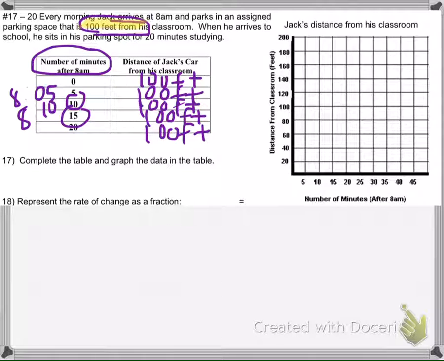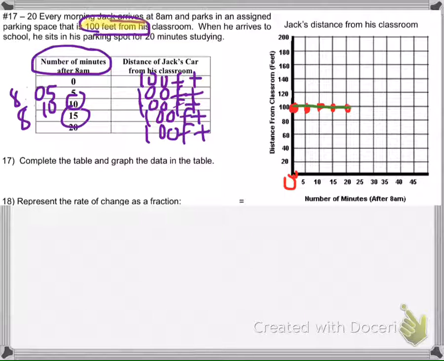So we need to graph that. So at 0 minutes, he's 100 feet. 5 minutes, 100 feet. 10 minutes, 100 feet. 15 minutes, 100 feet. And at 8:20. So we know we're going to connect it because it says it stays there for 20 minutes. So that means everything in between. He's just sitting there for that 20 minutes. Notice I don't put an arrow there because it says that he only stays for 20 minutes. So it only goes to 20.